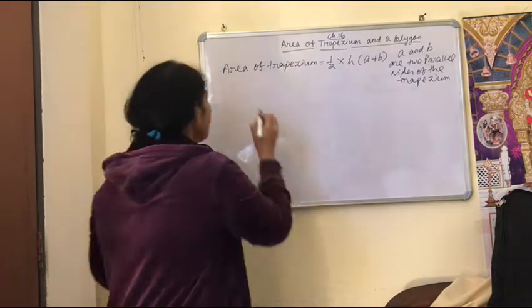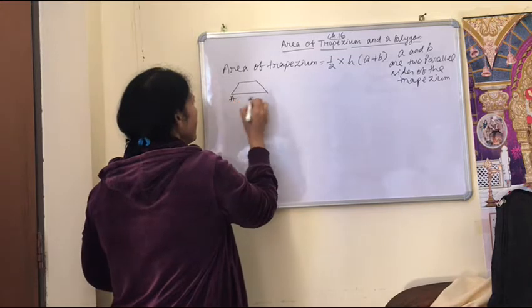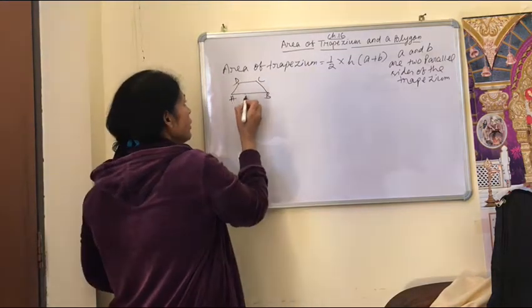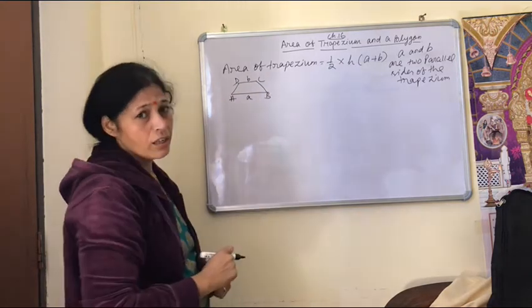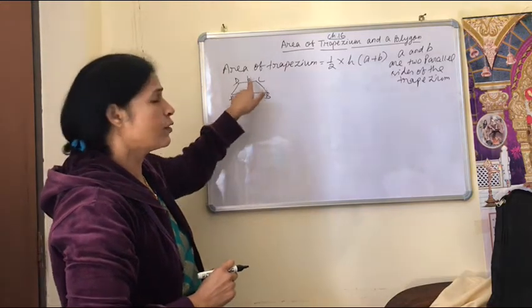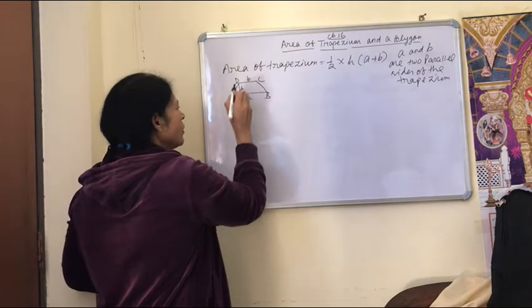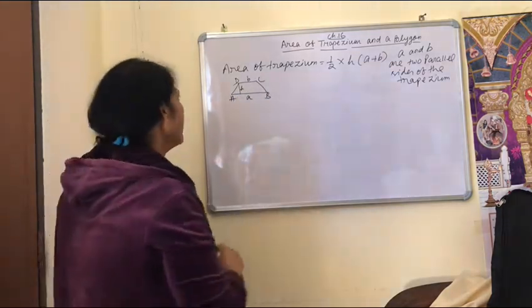Suppose ABCD is a trapezium. Let it be a, let it be b, the two parallel sides. AB is parallel to CD. So a and b are the two parallel sides. This is your height h. So half into h into (a plus b). How can you derive this one?